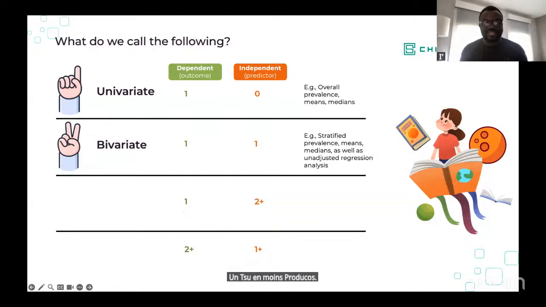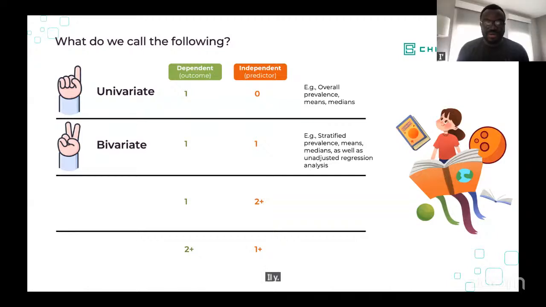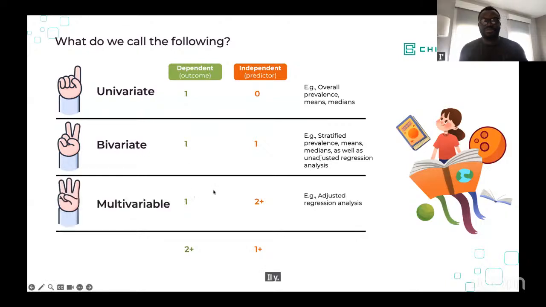All right, we have one outcome and two or more predictors. What kind of analysis is that? Amina Suleiman. That's multivariable. Excellent. Because we have one outcome and we have two or more predictors. So when you say logistic regression or adjusted logistic regression, you're referring to multivariable analysis.